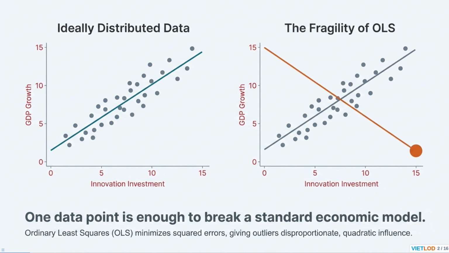However, the picture changes dramatically when we introduce just one single outlier, as seen on the right. This solitary data point, an extreme observation, pulls the entire OLS regression line downwards, completely reversing the perceived relationship from positive to negative. This stark visual demonstrates the immense fragility of OLS. A single data point is indeed enough to severely distort a standard economic model.